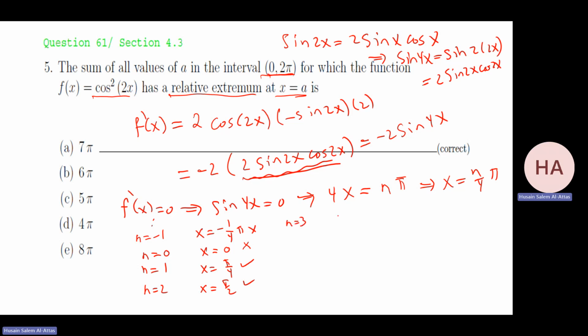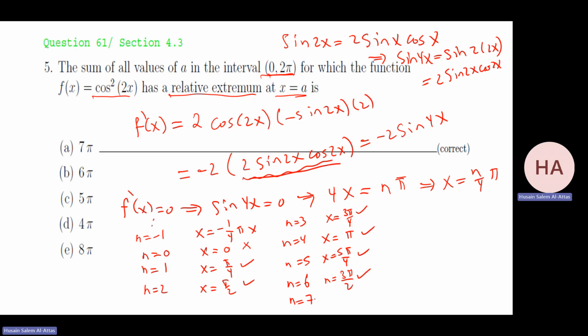n equal 3, x equal 3 pi over 4. It's in the domain. n equal 4, x will be equal pi. It's in the domain. n equal 5, 5 pi over 4. It's in the domain. n equal 6, that will be what? 6 pi over 4, which is 3 pi over 2. Is also in the domain.